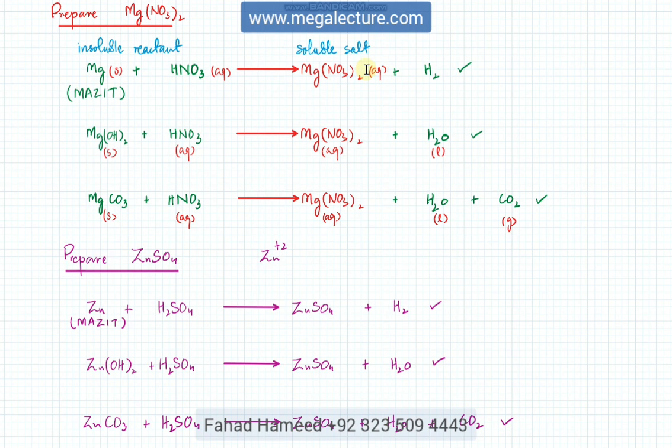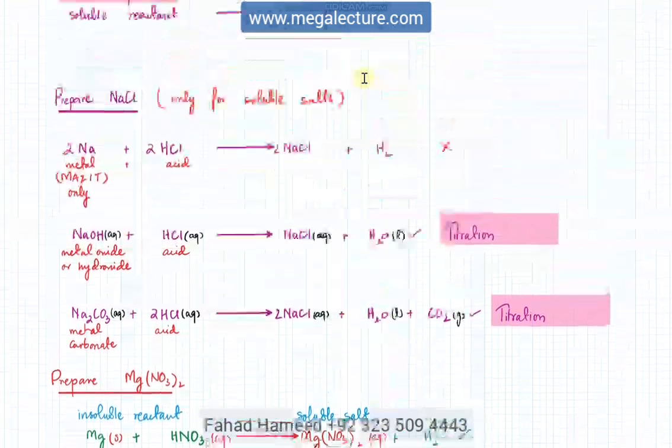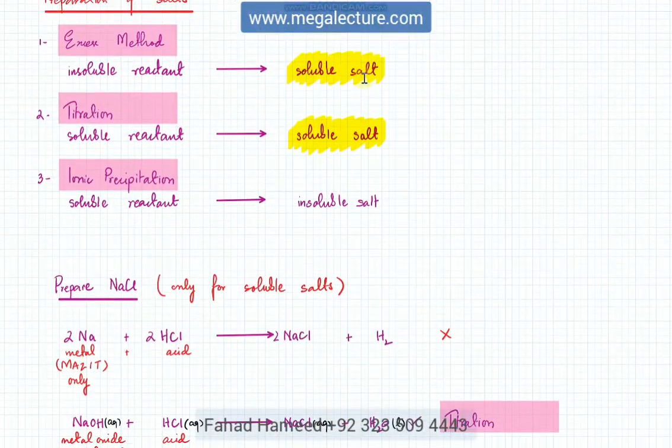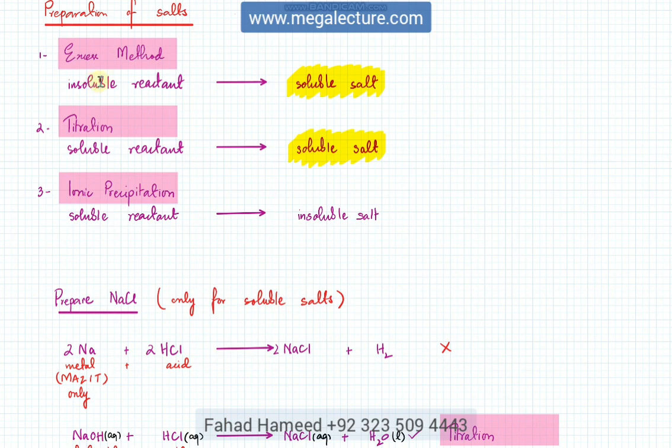It's a soluble salt. So in all three cases, the method you're going to use is, what is the method? It's going to be the excess method: insoluble reactant producing a soluble salt. So the excess method is going to be used. What the method is, I haven't told you. I'm just identifying how to figure out what method you're going to use.